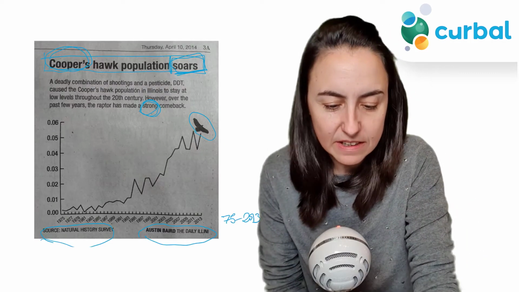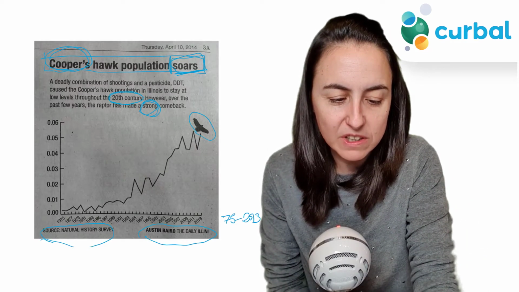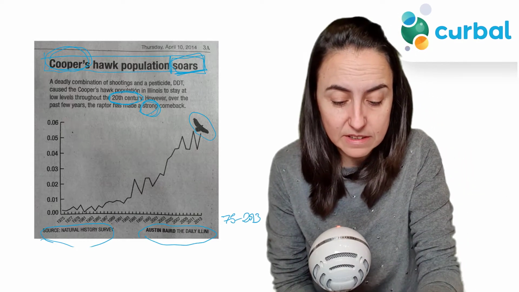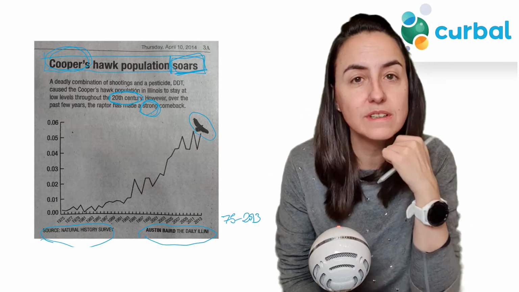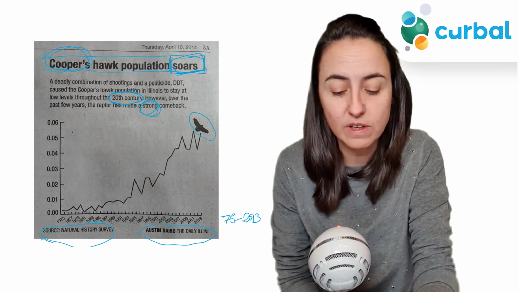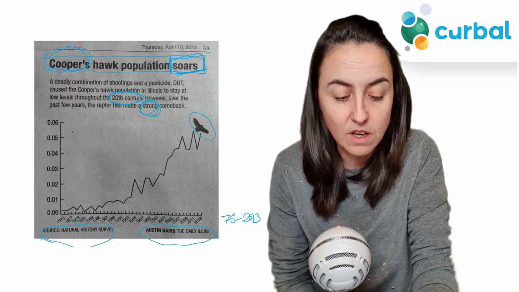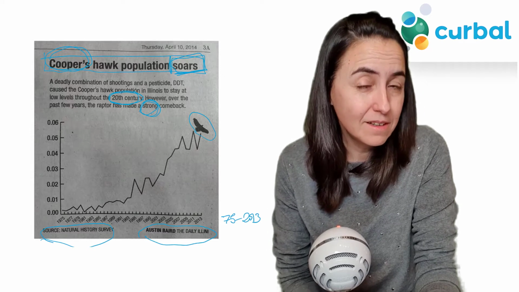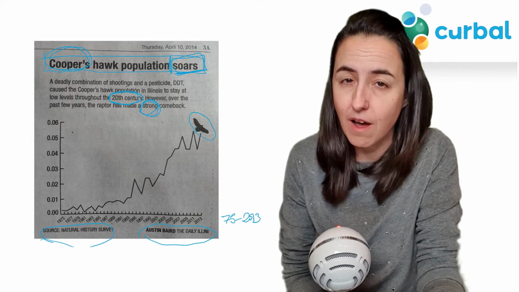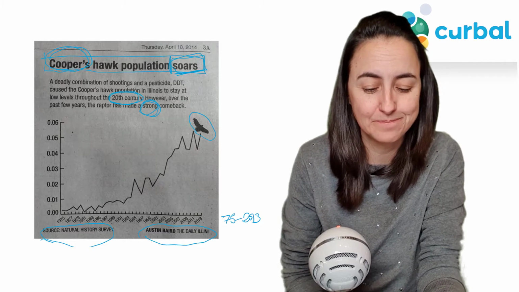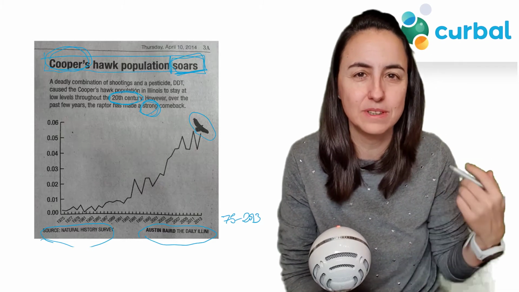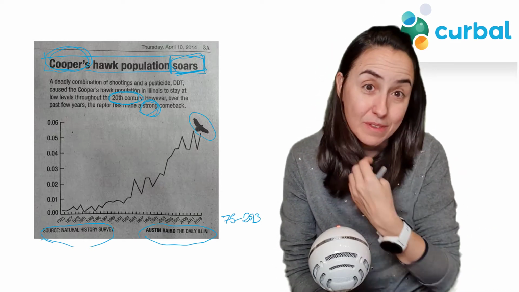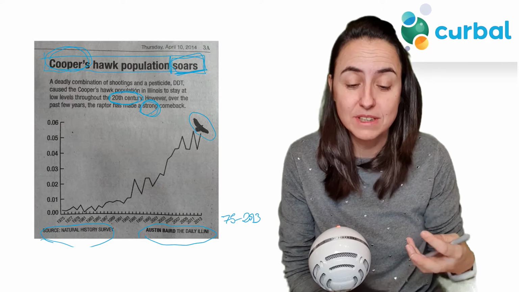Okay, so it says here that the population has been low from the 20th century, but as you can see here, they don't show the entire date range. So we have no idea. We can just see the last 25 years of the 20th century, which leaves us a little bit hanging about what happened before. How low was the population before? When did it start decreasing? When did shooting and pesticides start to be a problem for hawks? Or when were they introduced? So there is a lot of missing information here.